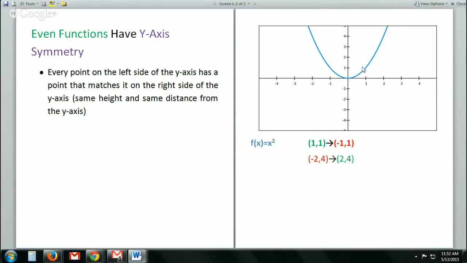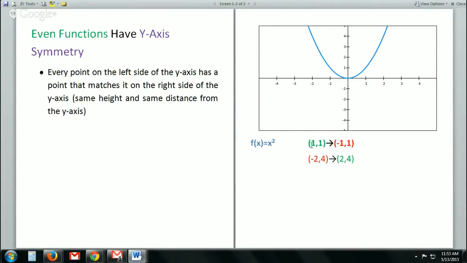How far is this point from the y-axis? It's a distance of 1. So if we go one place out to the left, are we back on the graph? Looks like we are. How about this point up here, negative 2, 4? Negative 2, 4 is 2 places from the y-axis. If I go 2 places this way, do I get back on the picture? I do. If you were to cut this picture along the y-axis, you have exactly the same stuff on this side as what you do on that side. That is y-axis symmetry. All even functions have y-axis symmetry.